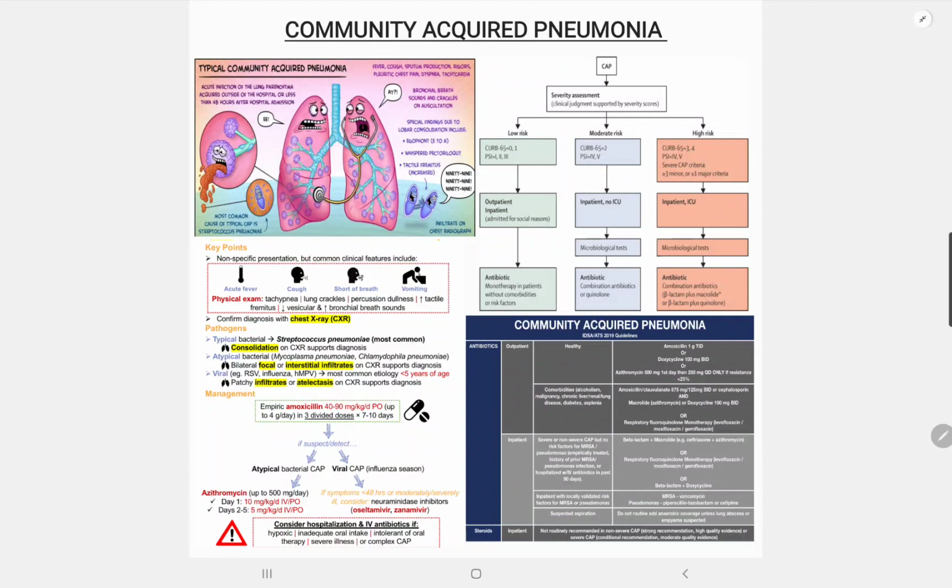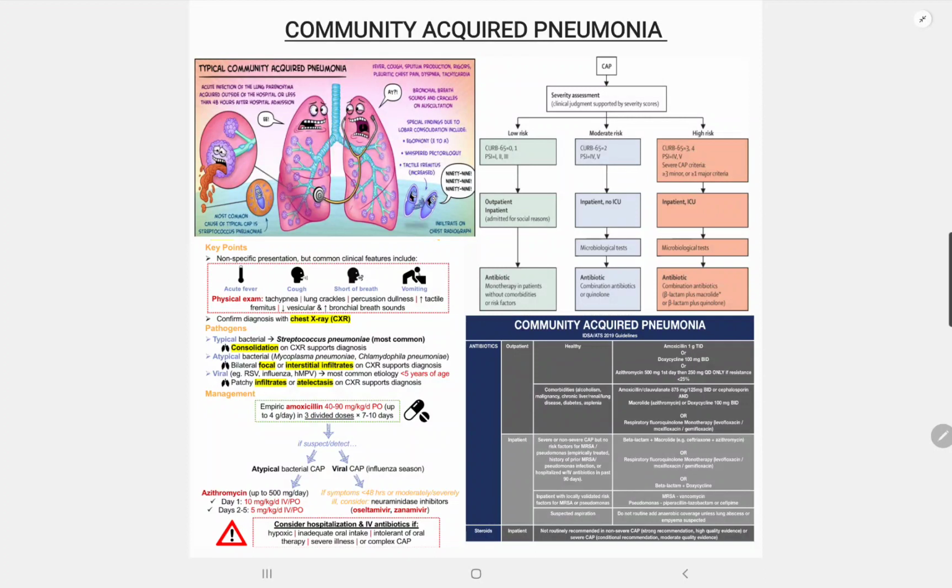Chest imaging, such as chest X-ray, is commonly used to confirm the diagnosis and assess the extent of lung involvement. Usually we see lobar consolidation. It usually involves a single lobe. Blood cultures, sputum cultures, and respiratory viral panels may aid in identifying the causative agent.